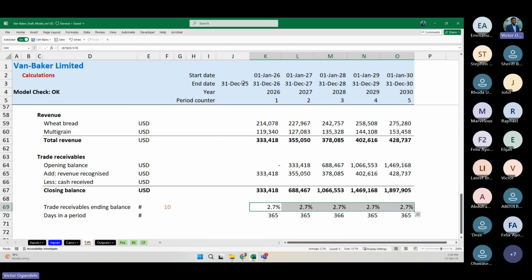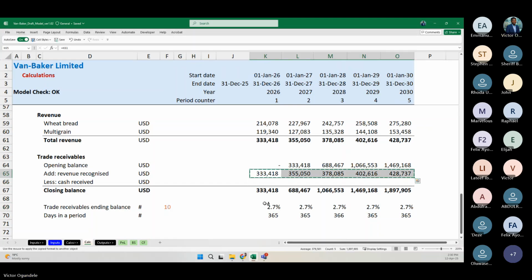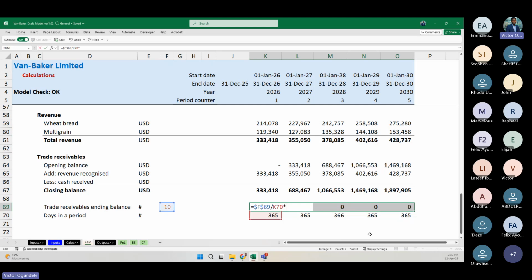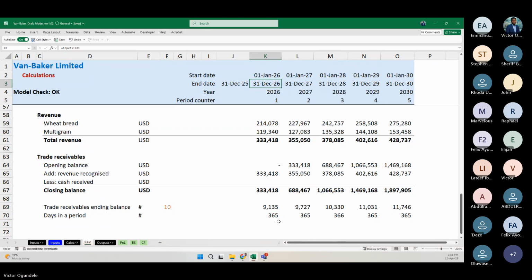So basically what this is saying is that by the end of the period, we would have received 1 minus this number, which is 97.3% of it, and we have 2.7% outstanding. I hope we get that. So now I will put this back in value currency. I will now multiply this by my revenue, which means this is the cash yet to be received as at 31st December, because that's the end of the period for each of these.